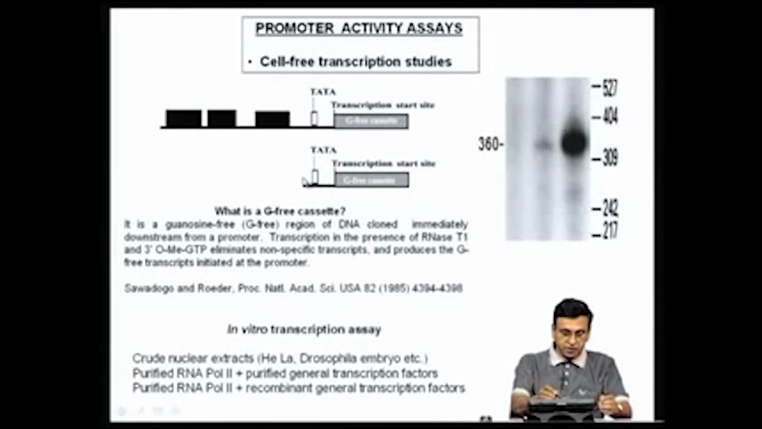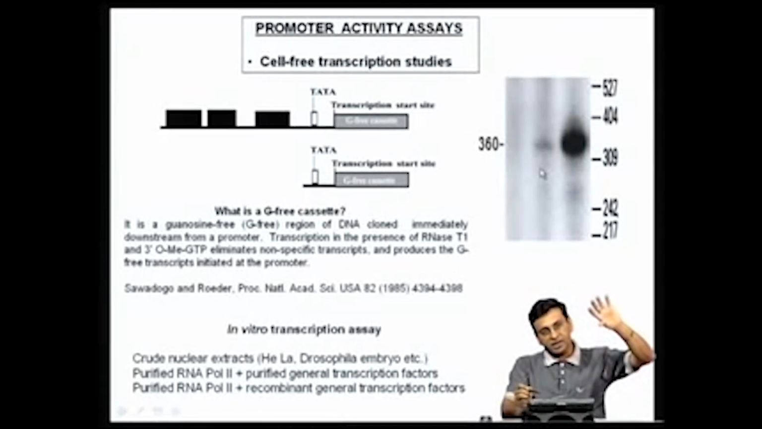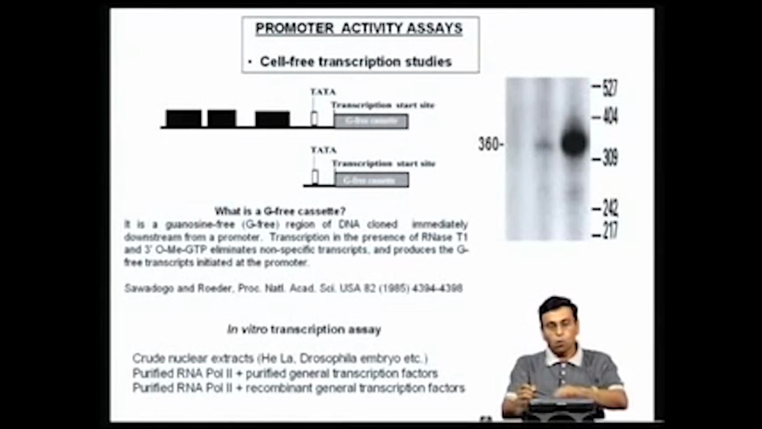So, the difference between this and this is contributed by the transcriptional activators. So, this is basal transcription, this is the activator-dependent transcription that you are measuring. So, by using transfection assays in vivo in cell lines or by using cell-free transcription studies, one can assay the activity of various promoters.